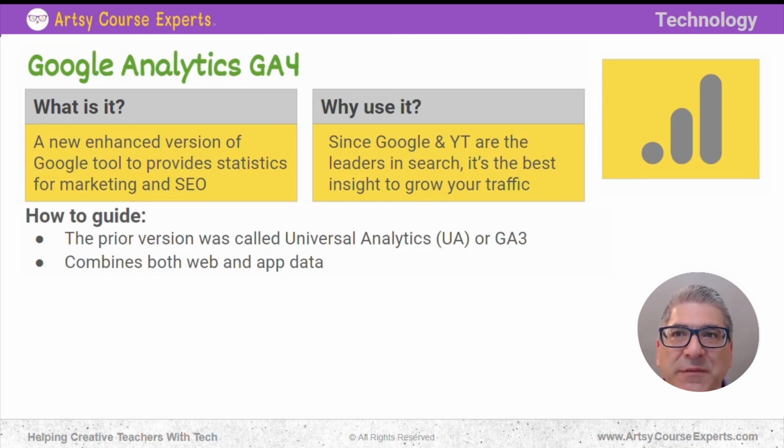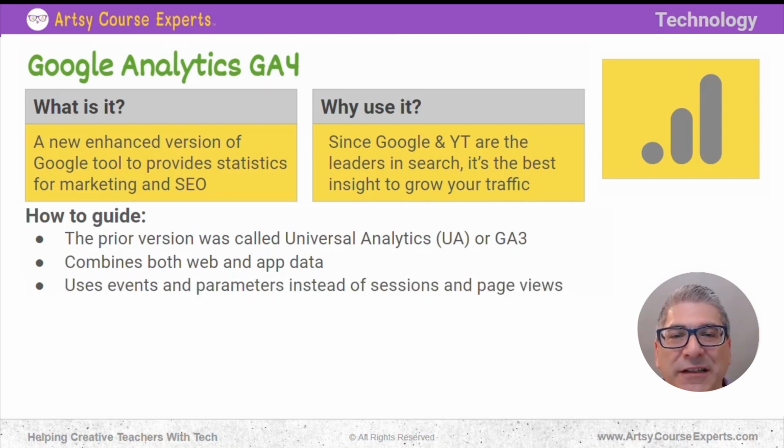The GA4 system uses events and parameters instead of sessions and page views. Before, for years and years, Google Analytics and many other analytics would log when a visitor first visits your website, and it would start a session. That customer would get a cookie, they click around your website, they click around certain pages.